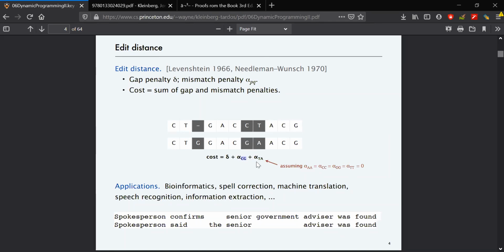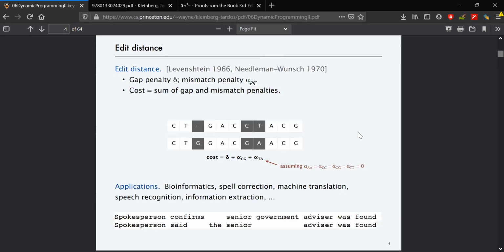But a lot of motivation for this comes from genes and bioinformatics, where these A, G, C, T characters actually pay a penalty depending on which characters have mismatched. That is their assumption. For us, we'll assume that this is going to be alpha. So if there is a gap, there is a cost of delta. Otherwise, there is a cost of alpha.